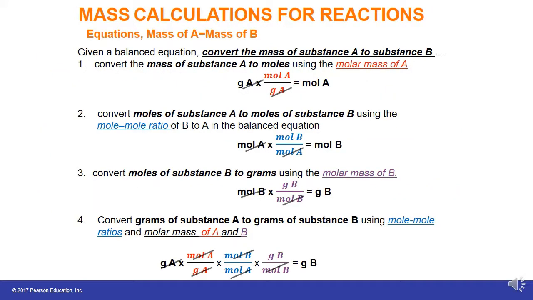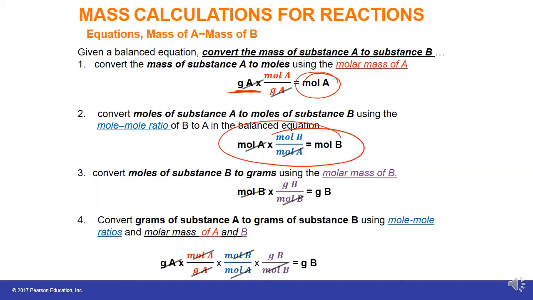So there are a number of steps in mass calculations for reactions. We've looked at mole to mole ratios in a previous video, where we wanted to know how many moles of reactant gives us a number of moles of product. But if we want to know the number of moles of a substance that is produced or needed, starting from a given amount of grams, we can use the molar mass of a substance.